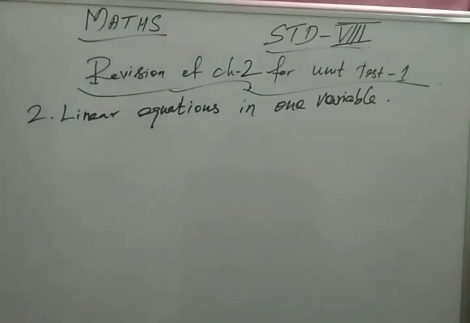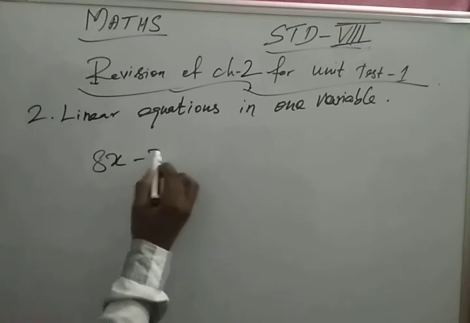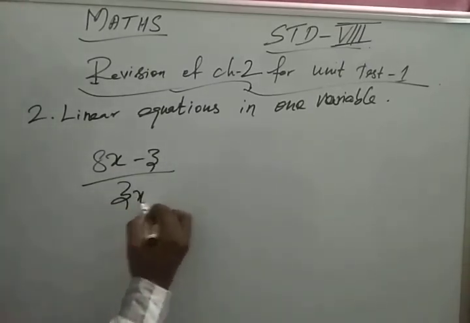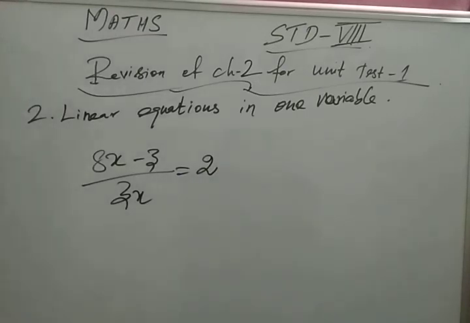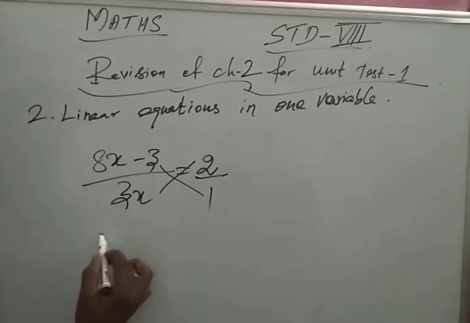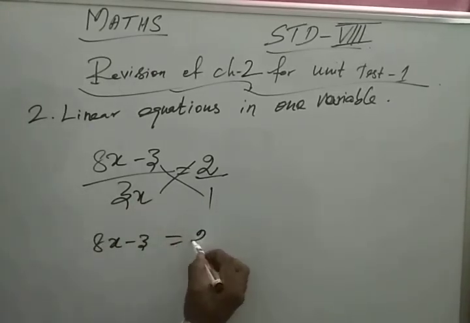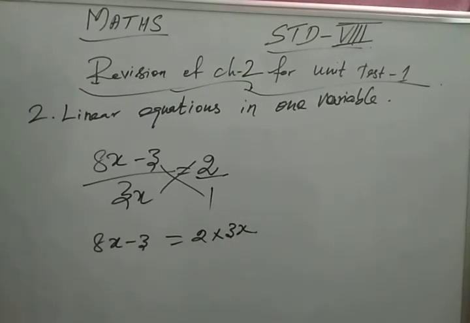The first question I will do over there. The first question they have given there is (8x minus 3) divided by 3x is equal to 2. If they have given the value here, what to do? Here the denominator 1 we may consider. Just take the cross multiplication. 8x minus 3 multiplied by 1 is the same, which is equal to 2 into 3x. 2 into 3x, what will come?